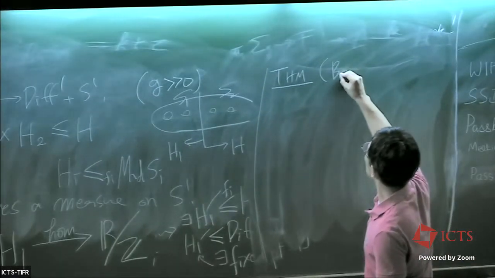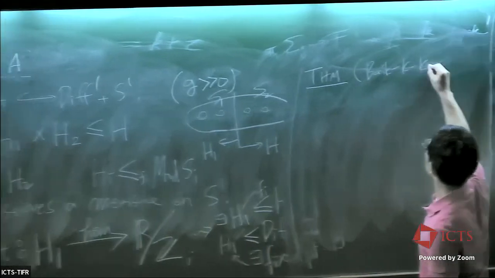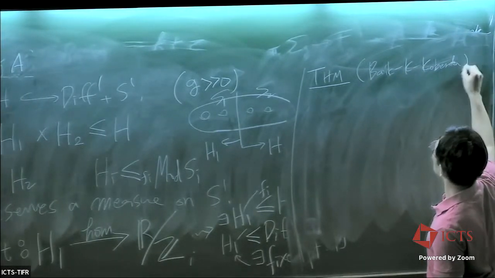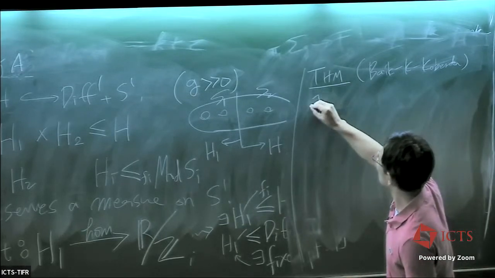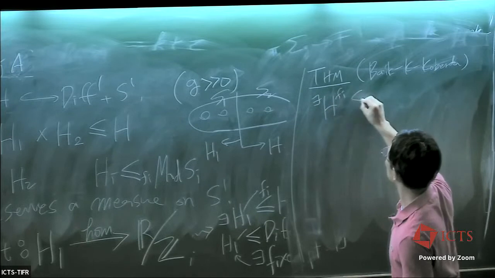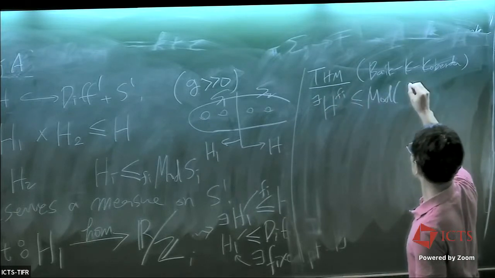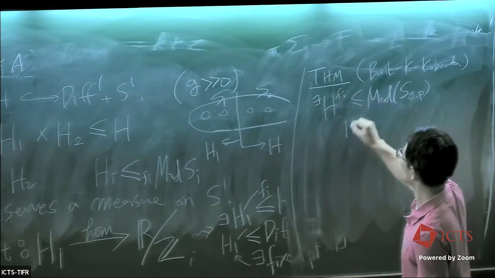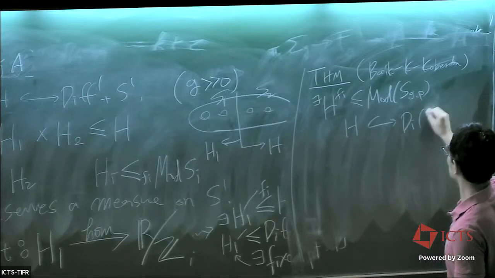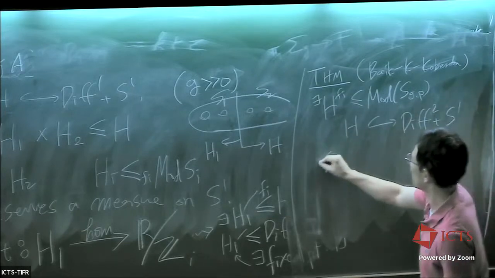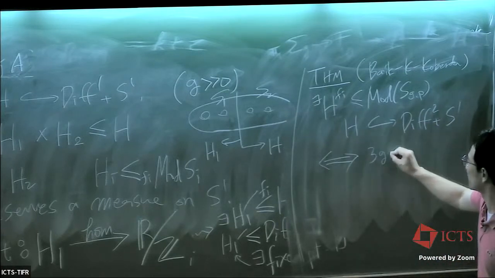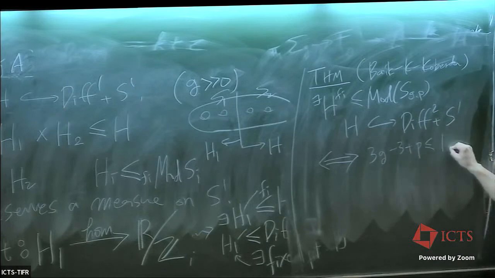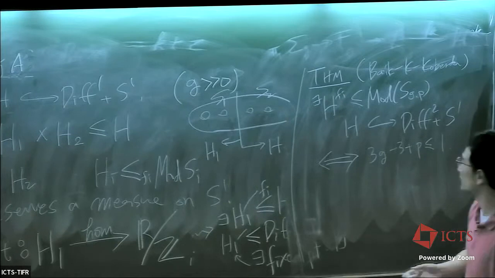With Beck and myself and Kuberda, we proved that some finite index subgroup can be embedded into Diff^2 if and only if the mapping class group is virtually free. In other words, 3g minus 3 plus p is at most 1. So other than the trivial case, it can never embed into Diff^2, even if you are taking a finite index subgroup.